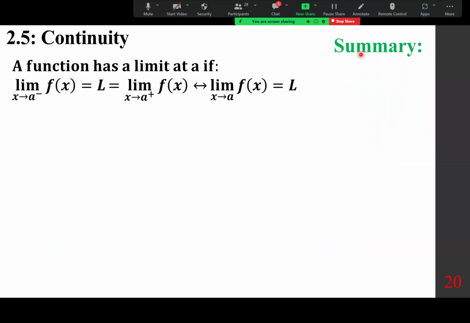2.5 continuity. Here's the summary. A function has a limit at a if the limit of f of x as x approaches a from the left is L, and that is equal to the limit of f of x as x approaches a from the right. Therefore, the limit of f of x as x approaches a becomes L.